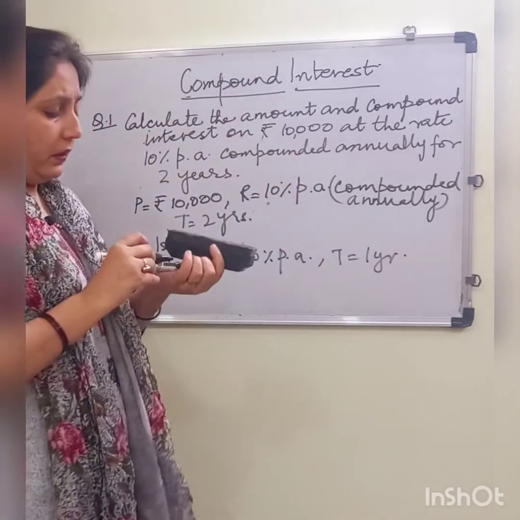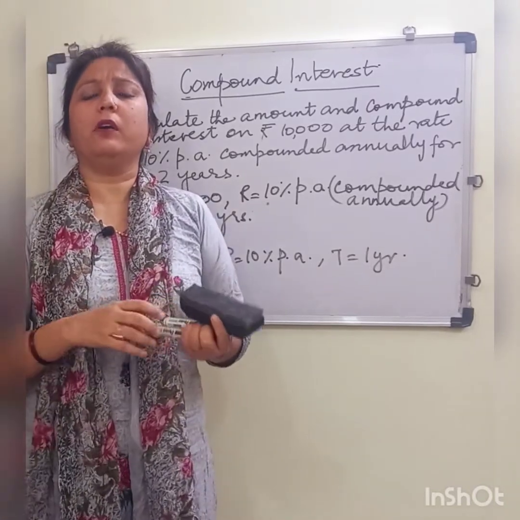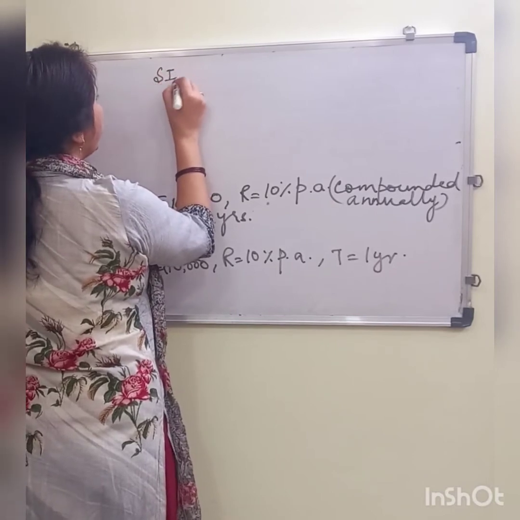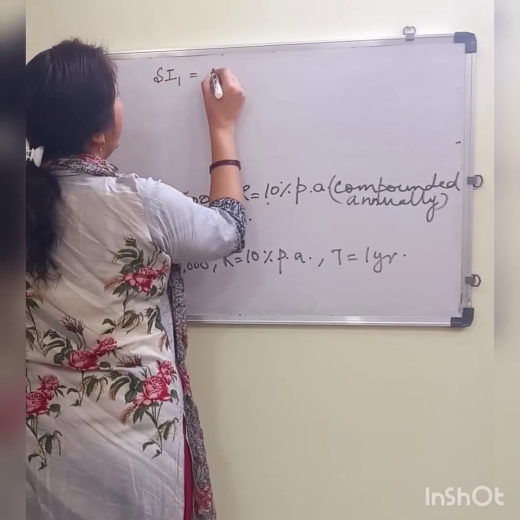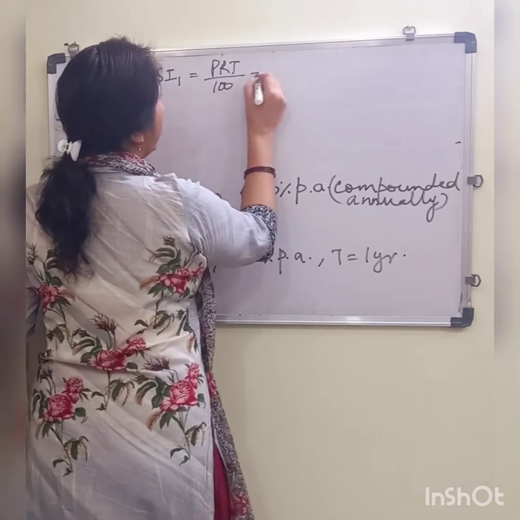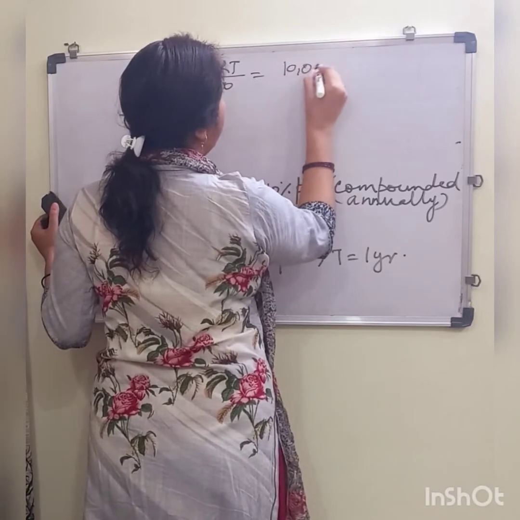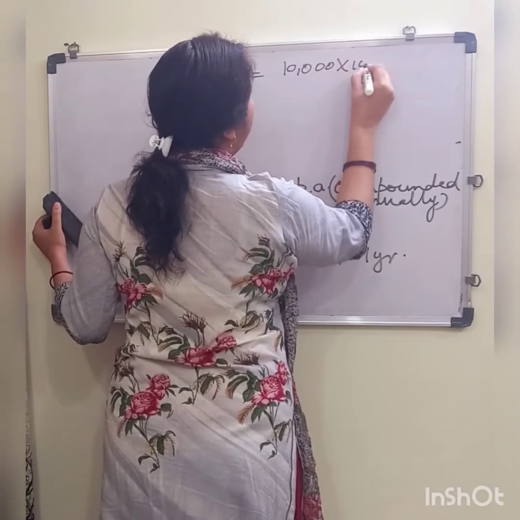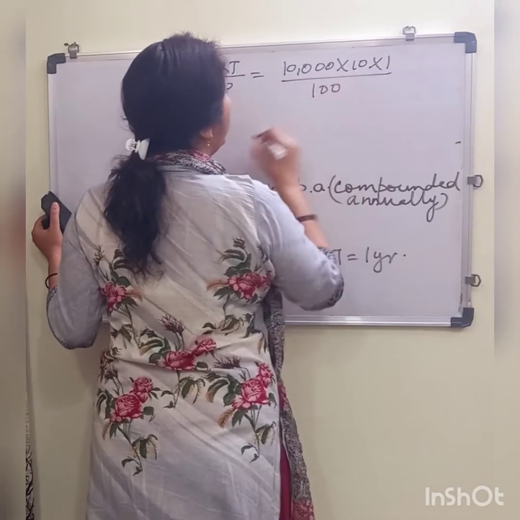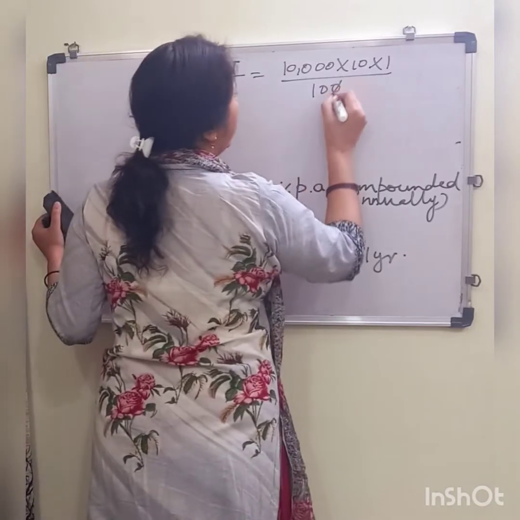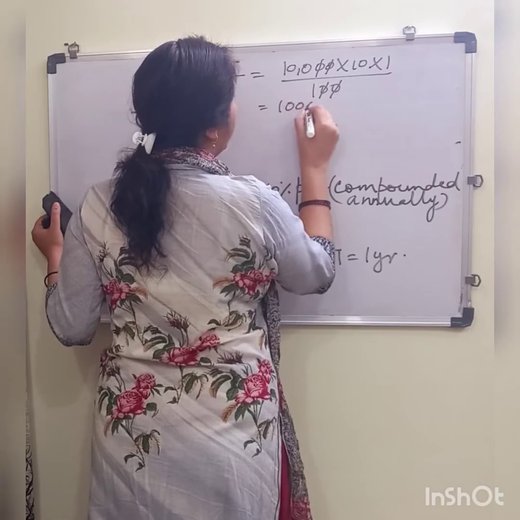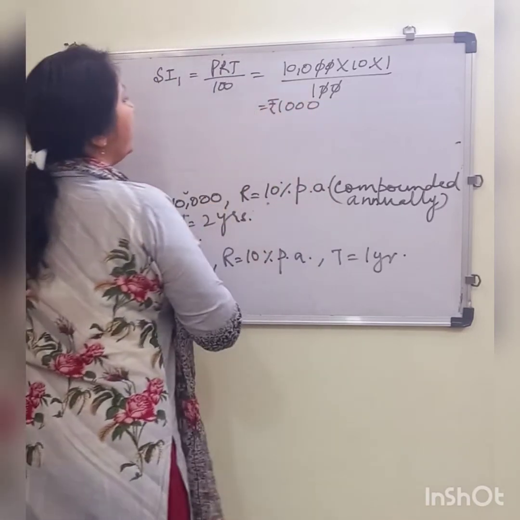Fine. Now we use the formula of simple interest. Now your SI1, that means simple interest for first year, using formula PRT over 100, is rupees 10,000 into 10 into 1. We will not put time 2 years, we will put 1 year because we are solving it for first year. So your answer comes rupees 1,000. Your interest for first year is 1,000.